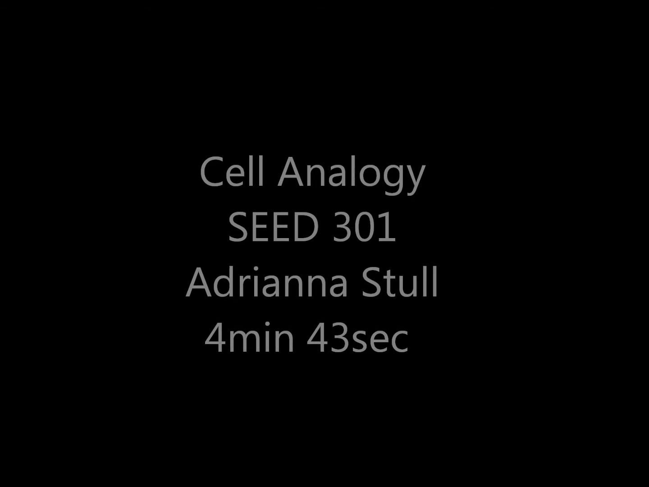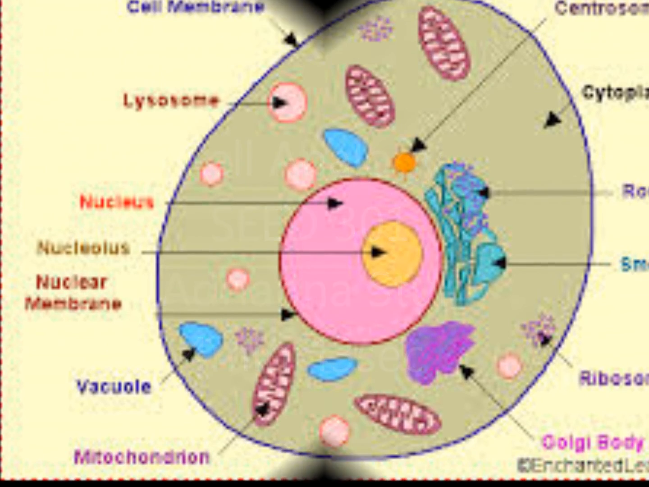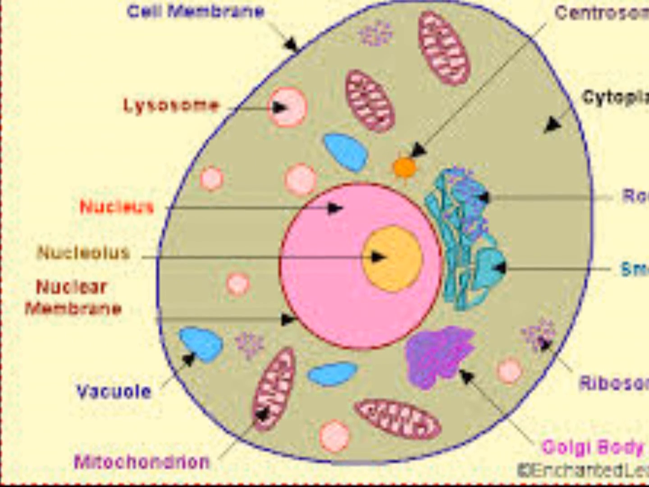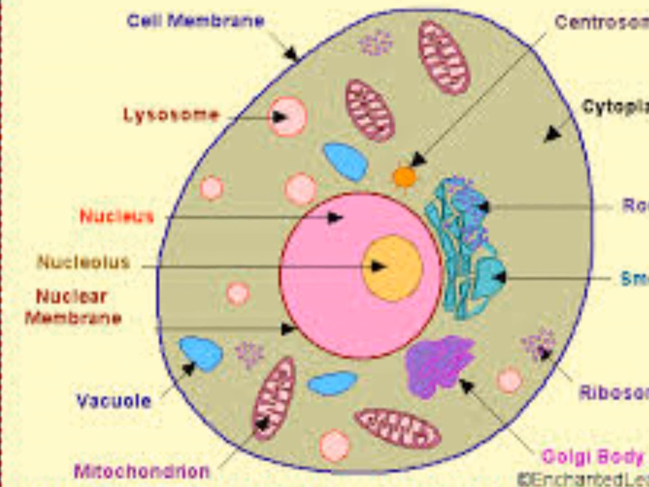This is a typical human cell. There are approximately 3 trillion cells in the human body. Each cell is made up of many organelles. It is often useful to compare a cell to a place or system.